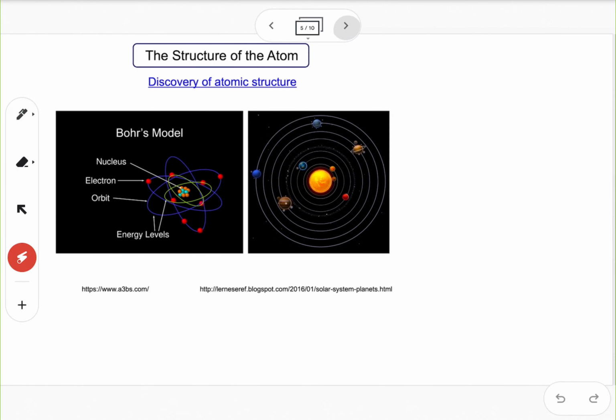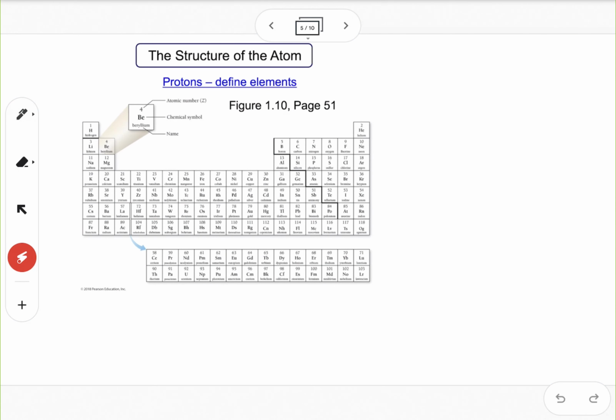All right. Now, in the next few slides, I'm going to show you how we use these three subatomic particles to help us understand the elements and the chemicals better. Let's start with protons. In chemistry, in science, we use protons to define elements.